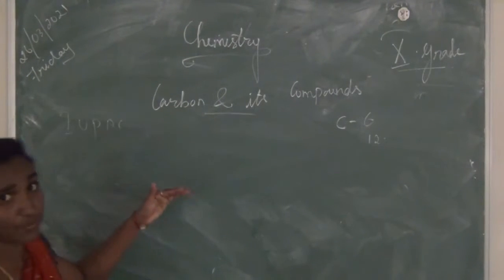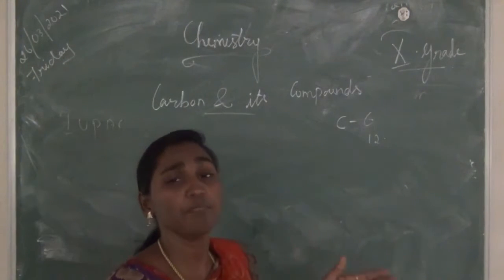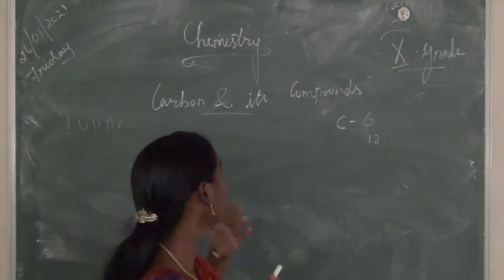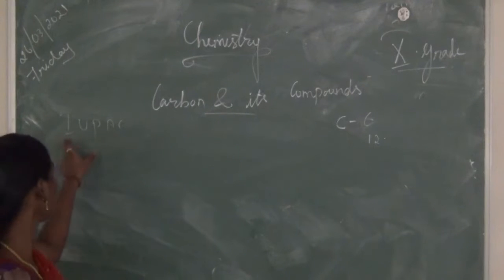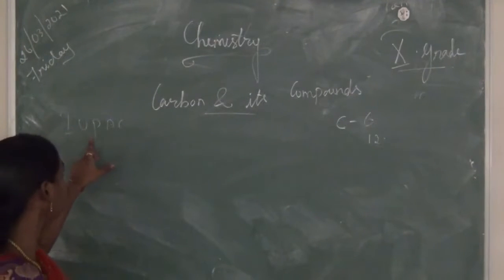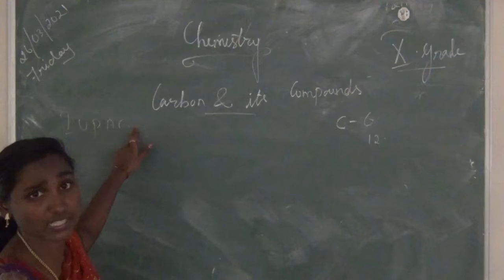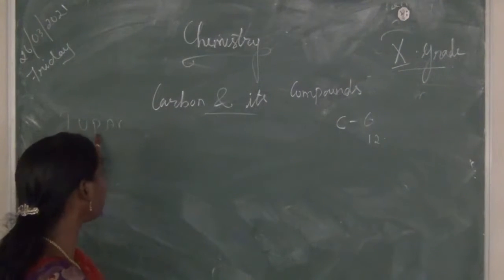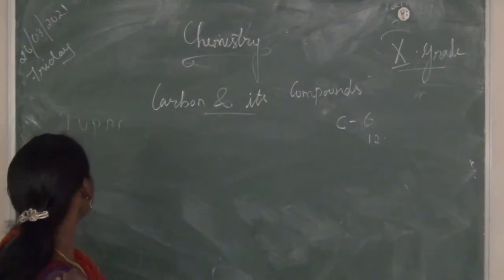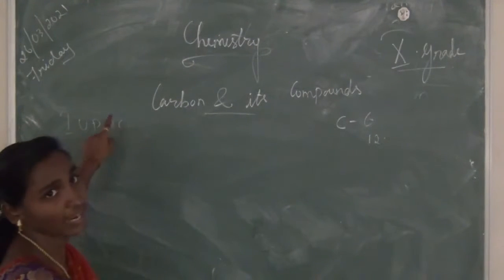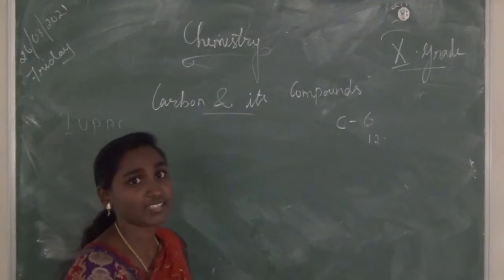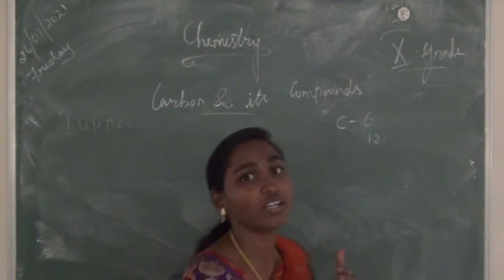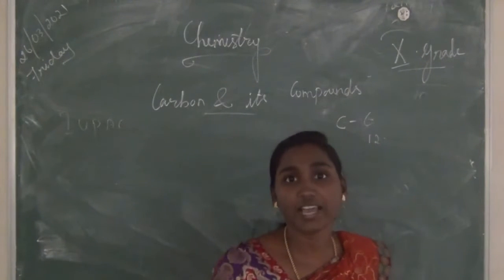IUPAC nomenclature means we are going to give names to these carbon compounds. IUPAC means International Union of Pure and Applied Chemistry, not public. International Union of Pure and Applied Chemistry. Okay, so this IUPAC is what gives the names for organic compounds.